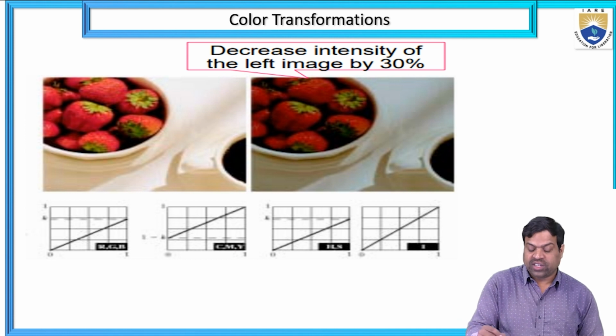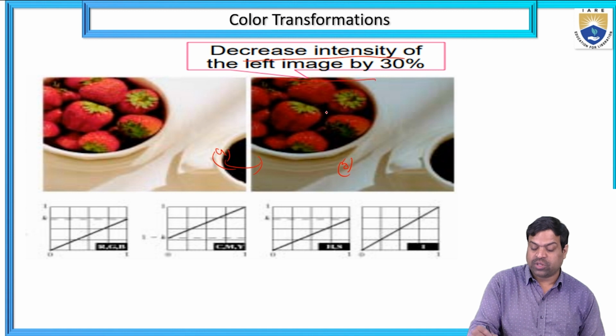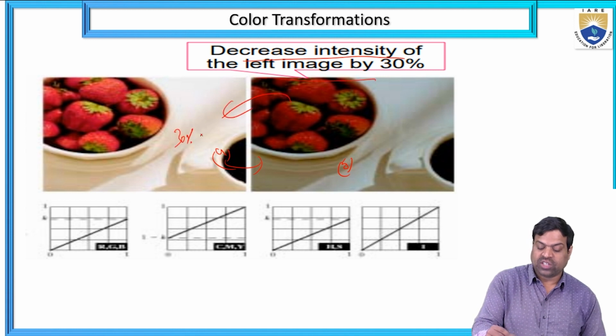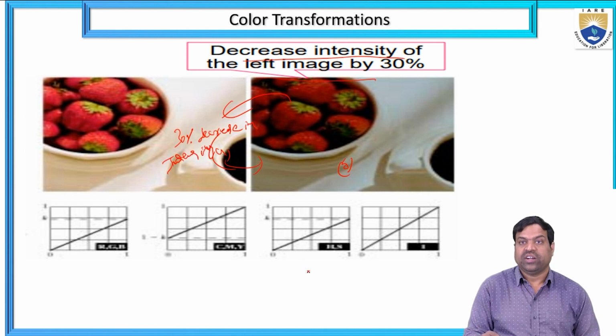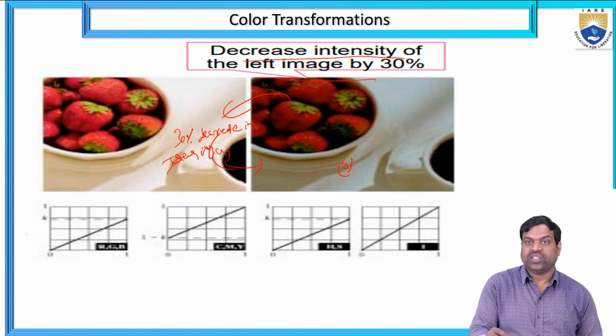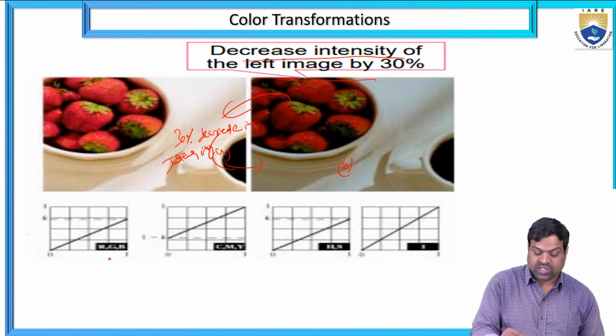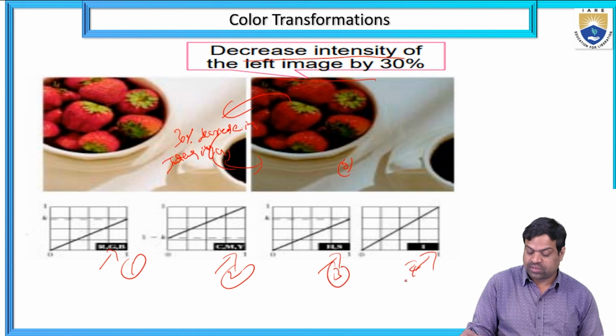So we are decreasing the intensity value from figure A to figure B. What is happening? Decreasing the intensity of the left image by 30%. So we are using 30% decrease in intensity. So we are decreasing the intensity values. So it is about the RGB, CMY and HSI. So 4 different methods applied here: RGB, CMY, HSI. So 4 techniques, 4 methods applied.